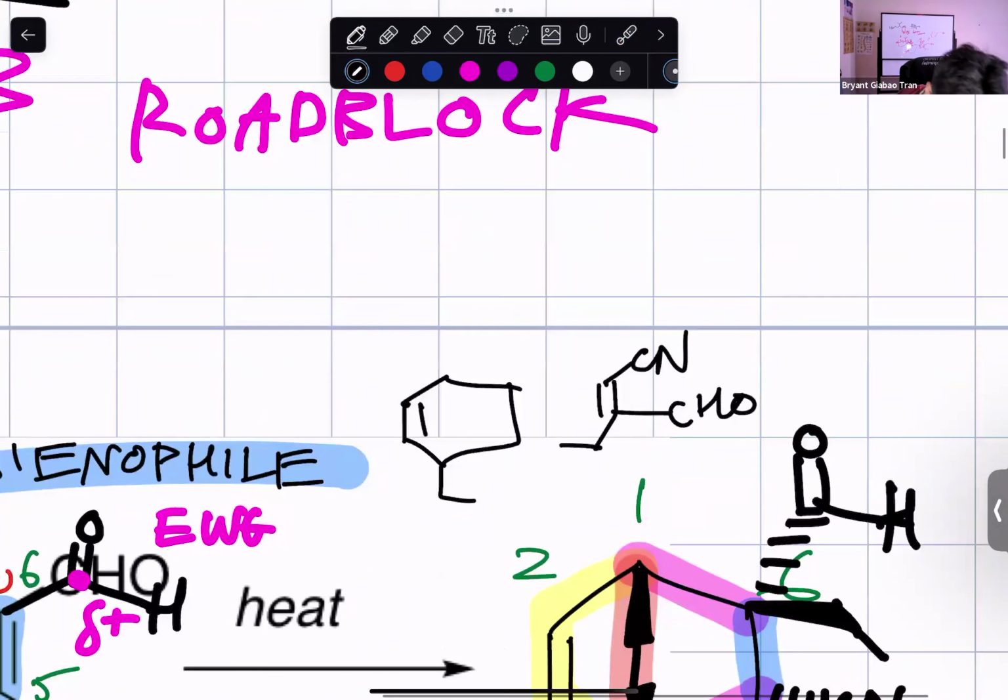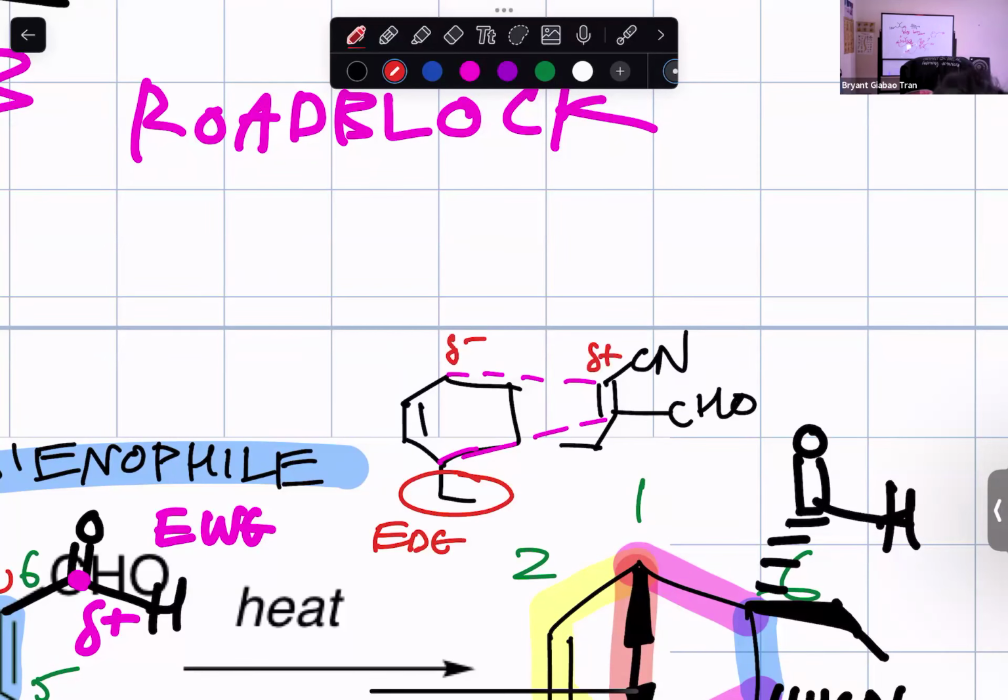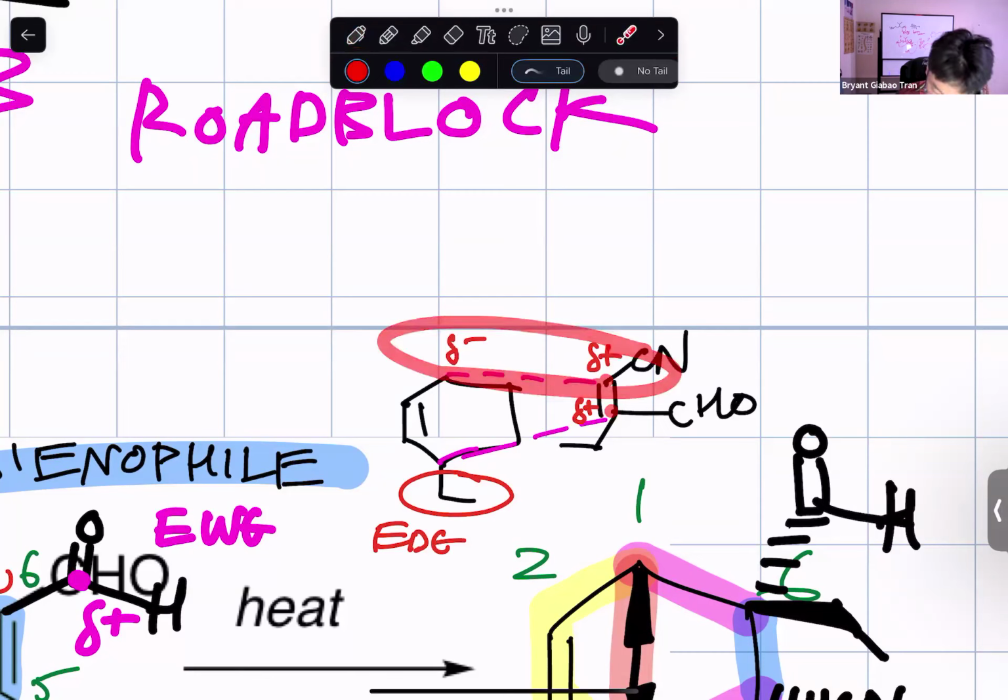Right, this is the pocket between the dienophile, with a partial negative charge on this end because we have an EDG here, and then a partial positive charge on both carbons of the dienophile, right? So we see that they are still aligned because there are positive charges on both ends.